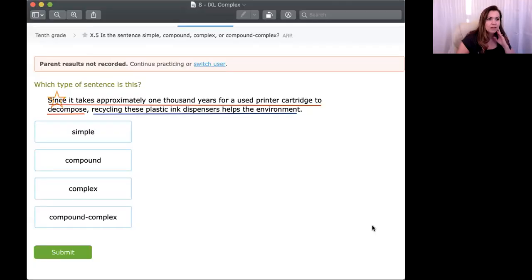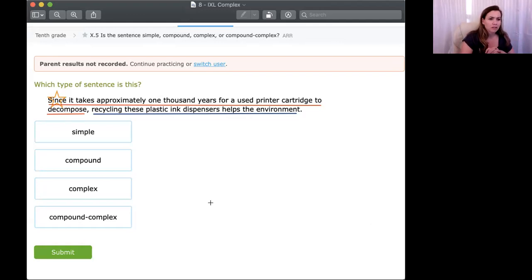Okay, the next example we're going to look at is from the 10th grade, X.5, with the same title. Is the sentence simple, compound, complex, or compound-complex? Again, every grade level is going to have this set of questions lumped together. All right, so first we're going to read the whole sentence, and then we'll go back and look at the annotating that I did.